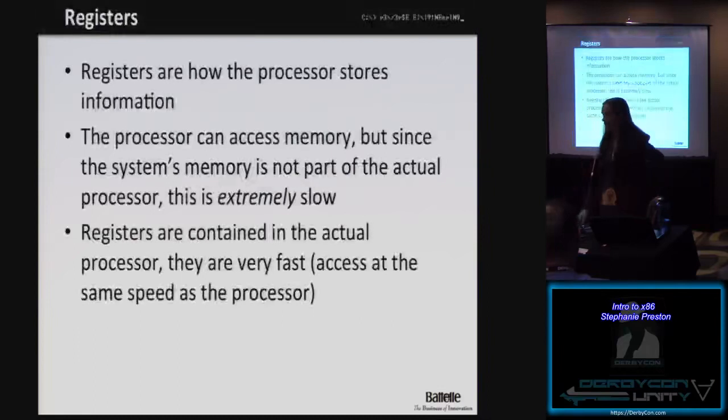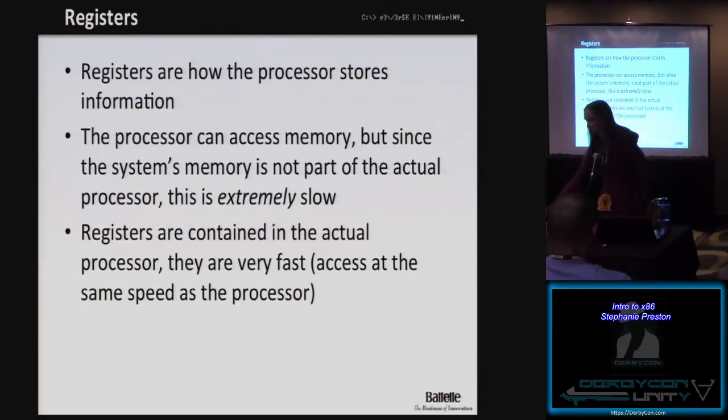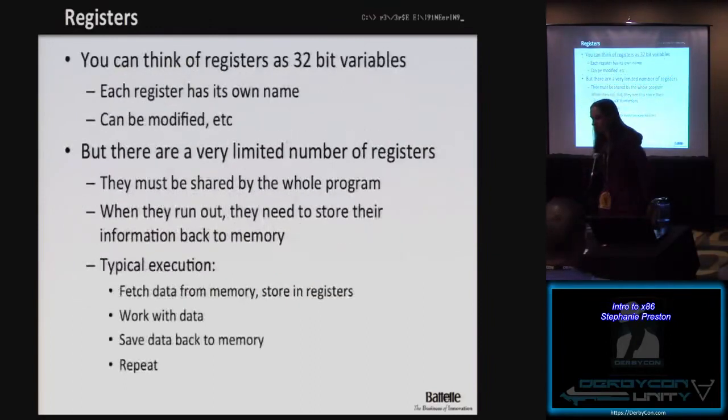All right, the registers. So we mentioned these before, but the registers are how the processor stores information. The processor can access memory, but since the system's memory is not a part of the actual processor, getting things out of memory is extremely slow. Registers are contained in the actual processor, so it's extremely fast to access and manipulate data that's in them.